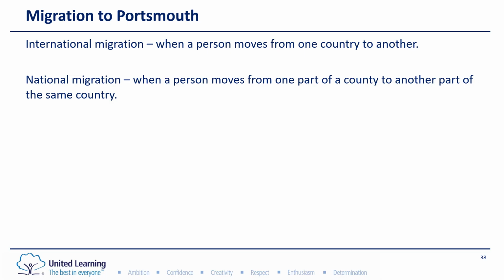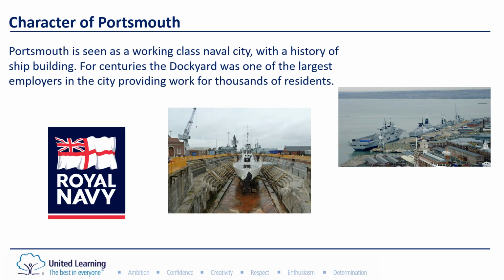Before we look at how Portsmouth has changed, you need to understand what Portsmouth is like. That refers to character. The character of Portsmouth. Portsmouth has been seen throughout history as a working class naval city with a history of shipbuilding. For centuries, the dockyard has been one of the largest employers of the city. Okay, but the character of Portsmouth being a working class city is changing.